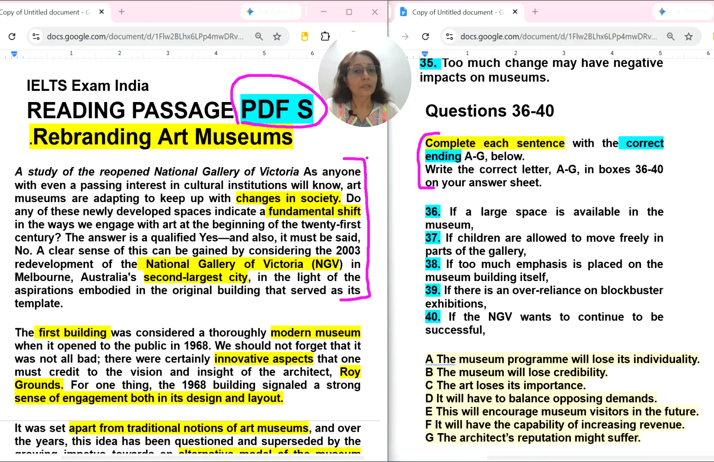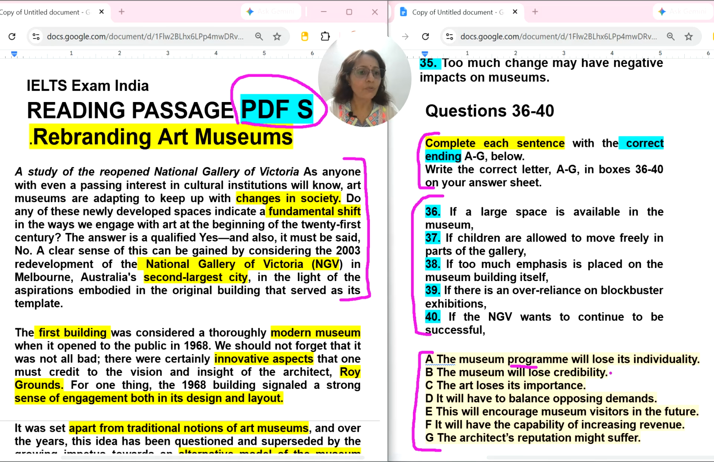Okay, let's start. Complete each sentence with the correct ending. Many students, I have noticed, do these questions wrong. Not everyone, but the majority of students are doing these questions wrong. How can we do it? These are incomplete sentences and these are the correct endings. We need to select from these endings, but how will we select? After reading the text, first we will read all the options and underline the key things.